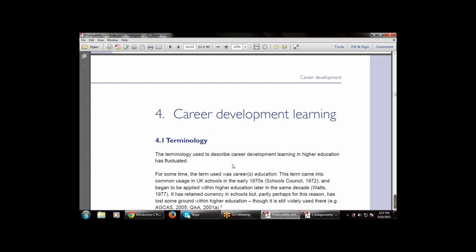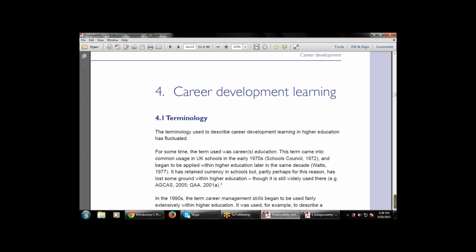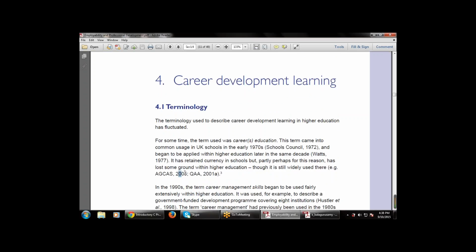It has retained currency in the schools, but partly perhaps for this reason has lost some ground within higher education. It is still widely used in schools, for example, AGCAS 2005, QAA 2001.